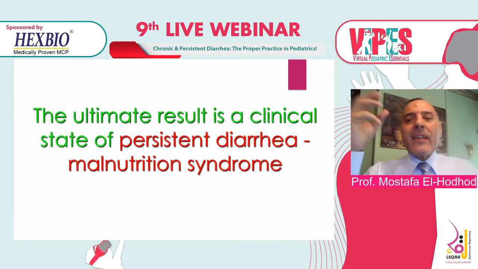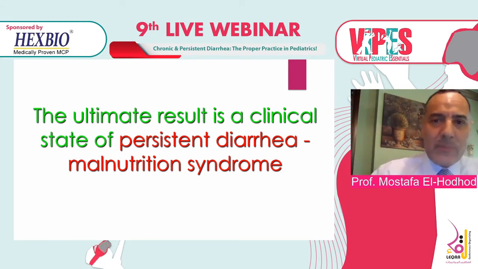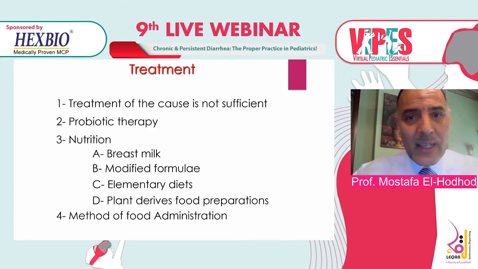So the ultimate clinical presentation of persistent diarrhea will be persistent diarrhea malnutrition syndrome. And the diagnosis is clinically done. It does not need many investigations. And the stool analysis may show the same causes or may not show anything. Electrolytes and acid base should be assessed because this is the same like an acute diarrhea. Assess nutritional status as well. Treatment is very problematic, and treatment of the cause will not resolve the persistent diarrhea.